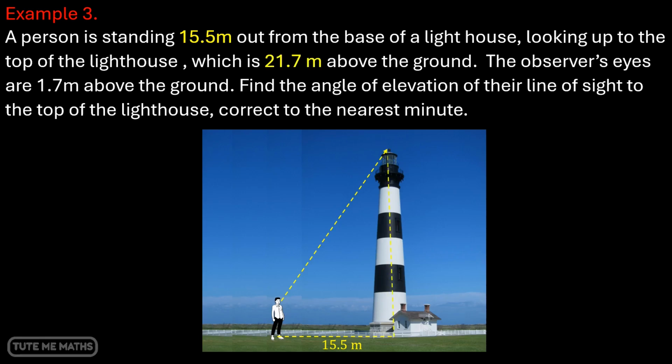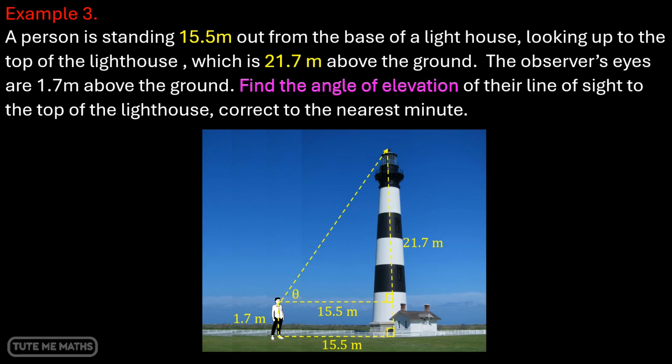Then we are told the height of the tower, the lighthouse, so we mark that in. Finally, we are told the height of the observer's eyes, which is this distance here. And of course, we need to know just what it is we are asked to calculate: the angle of elevation here, which I have labelled with a Greek theta.